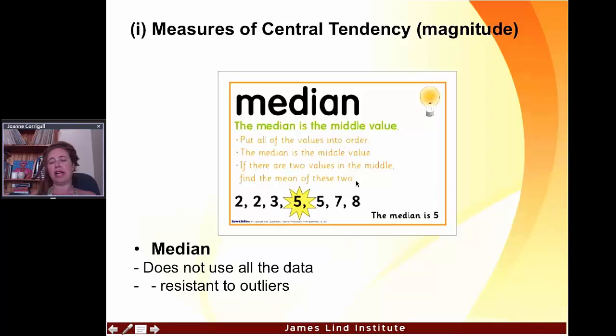So you can imagine now, if we have that person who had a value of 40, we would still have a median of 5. And so in this way, the median is quite resistant to outliers.